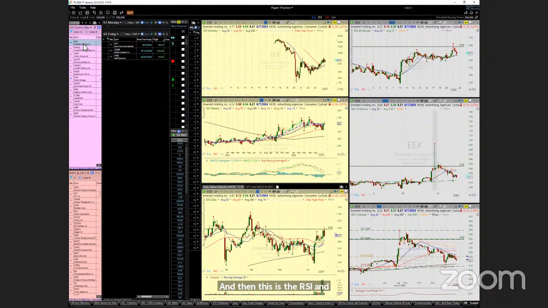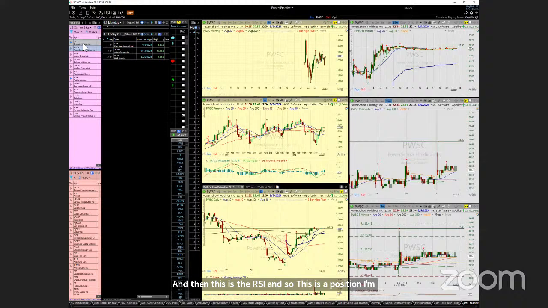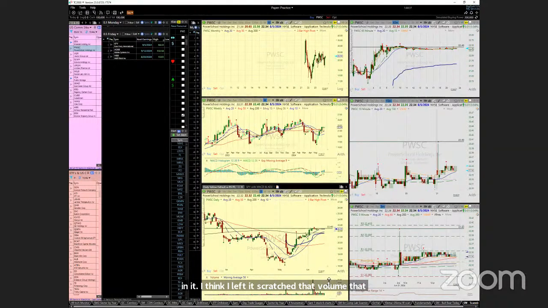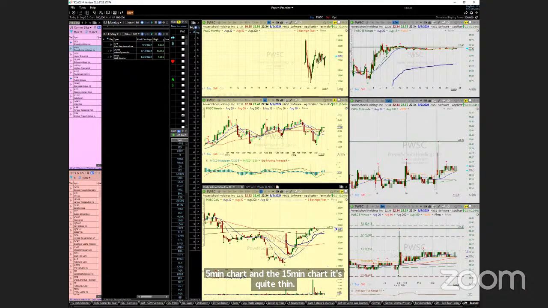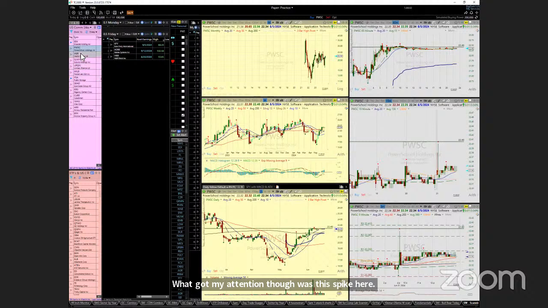So this is a position I'm in. It's not looking good. This has shown up, but I didn't like the volume. I was in it. I think I left it scratch. That volume, that 5 minute chart and the 15-minute chart, it's quite thin. What got my attention though was this spike here. But I don't know what's happening with that.